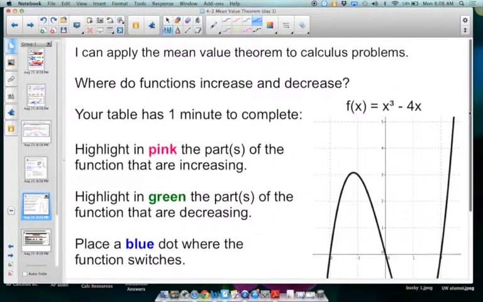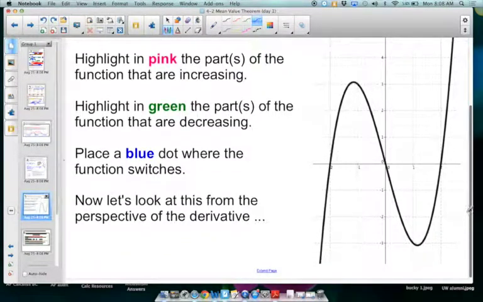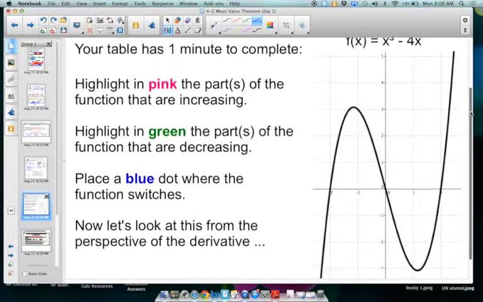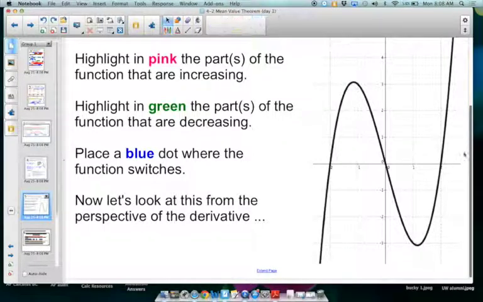Okay, quick activity at your table here. We're talking about here increasing and decreasing functions. So I have this function x cubed minus 4x. And I just want you to highlight those 3 things. Pink, where the function is increasing. What does increasing mean? Increasing means getting bigger. Good. Decreasing means, yay.